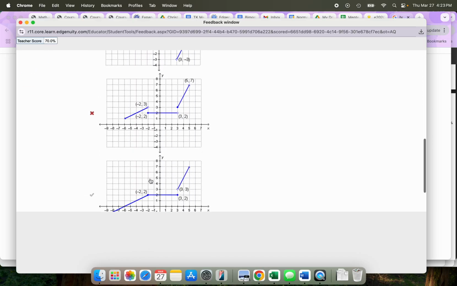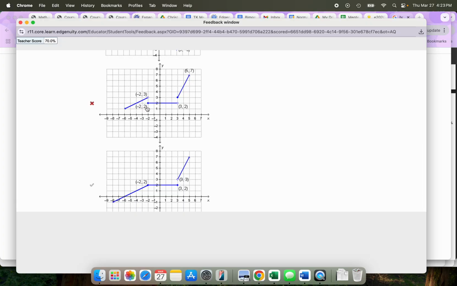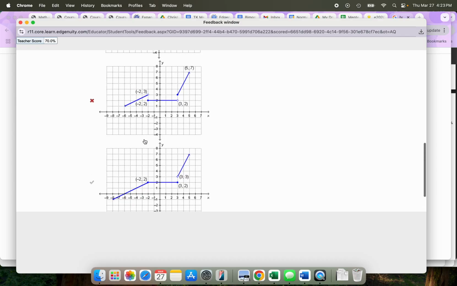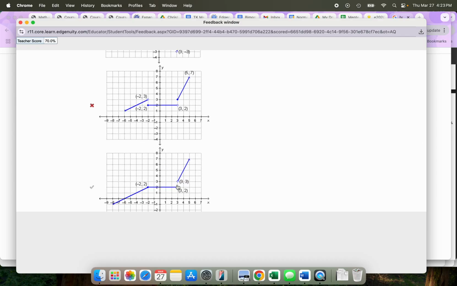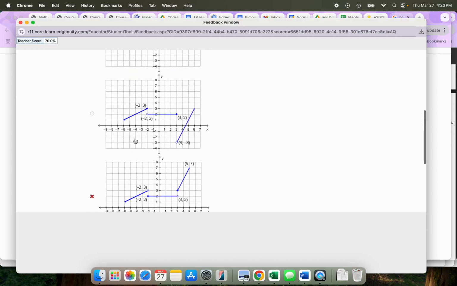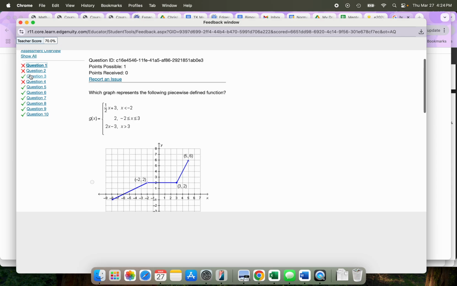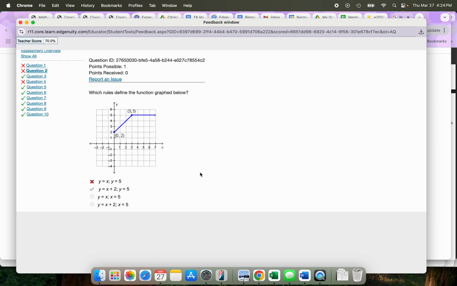Okay, and so you selected this one, which shows a jump function here, which we don't have because we do have -2 as part of two different functions, and our jump function is only over here at the 3. Okay, there to there. Okay, then the next one was this one.